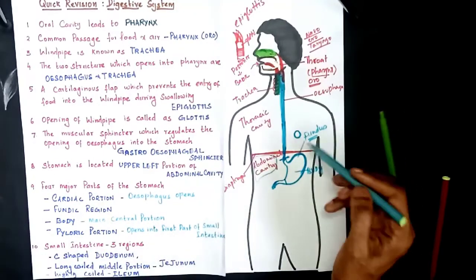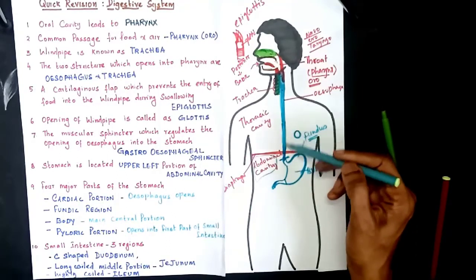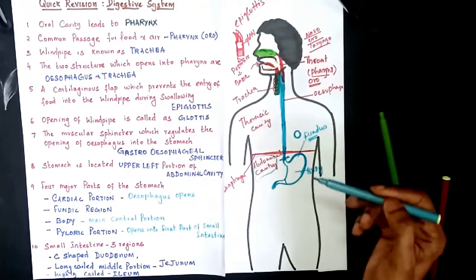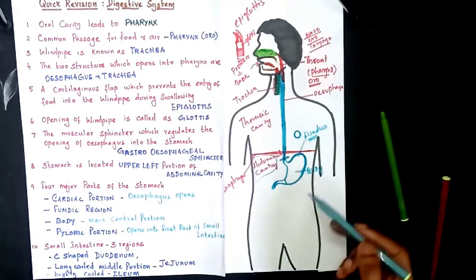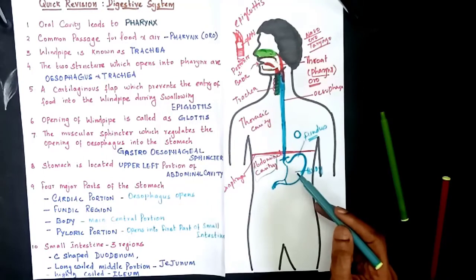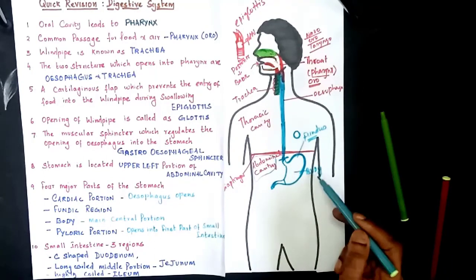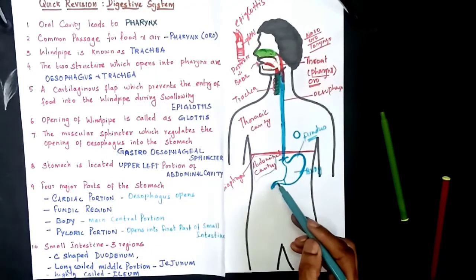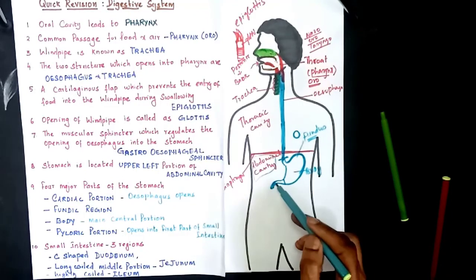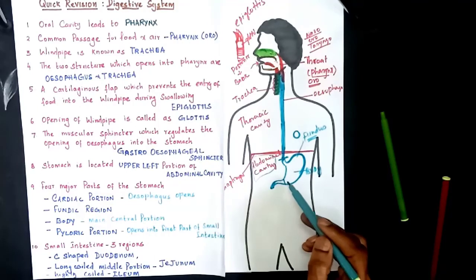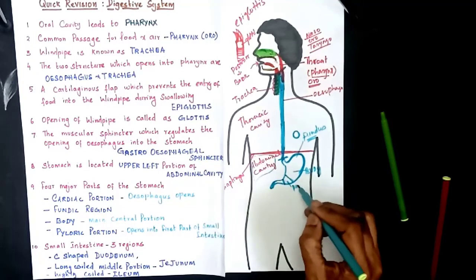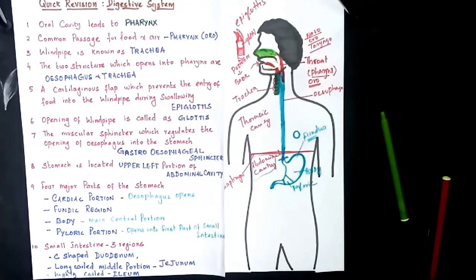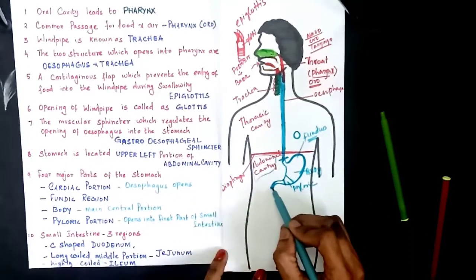So what are the 4 major parts of the stomach? Cardiac portion, where the esophagus enters the stomach. Fundus, the bulged portion of the stomach. The main body of the stomach, the main central portion. And the pyloric portion which opens into the first part of the small intestine. From here the small intestine starts, so this portion is called the pyloric portion of the stomach.